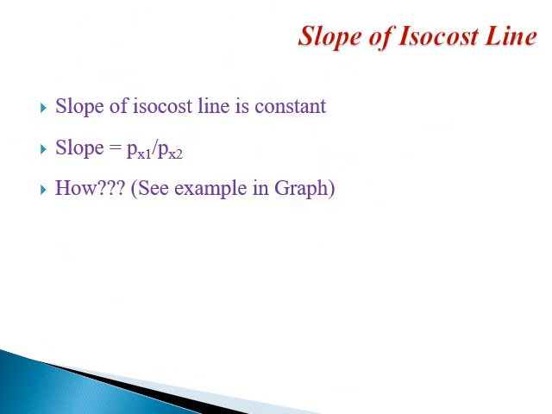Okay, what is the slope of that isoquant? It is very easy. It is equal to P of x1, or the unit price of x1, divided by the unit price of x2, which is the price ratio of the two variable inputs. And that's very easy to figure out from the graph. Just graph it and you'll find that the slope is like this.